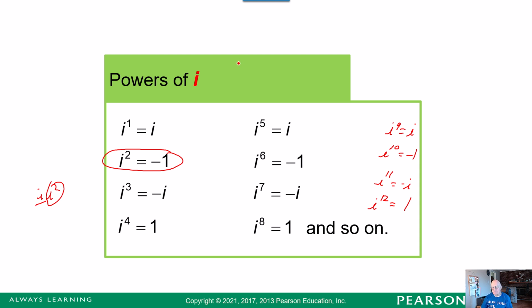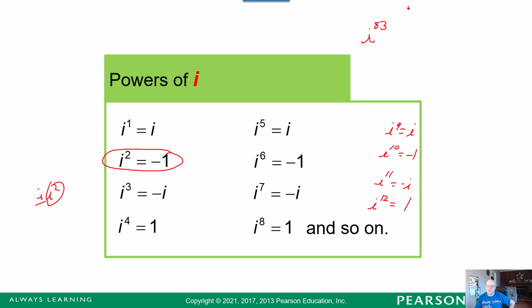So you might want to pause and look over that. See, it keeps going from i to -1 to -i to 1. i, -1, -i, 1. So how about i to the 83rd power? Well, you don't want to go through this process until you get to 83. So how can you do that?